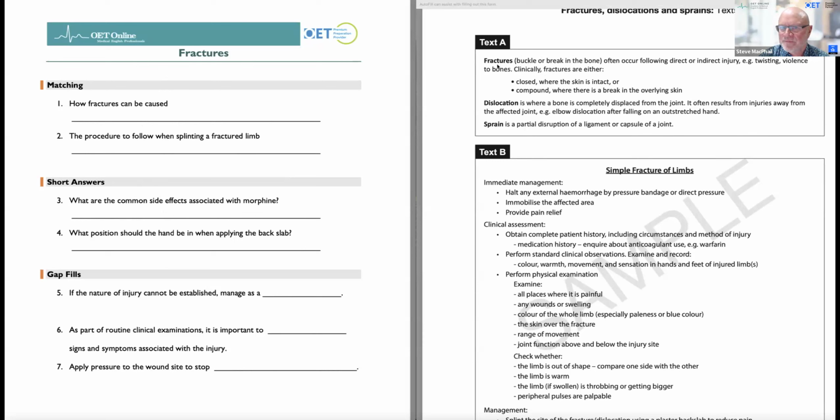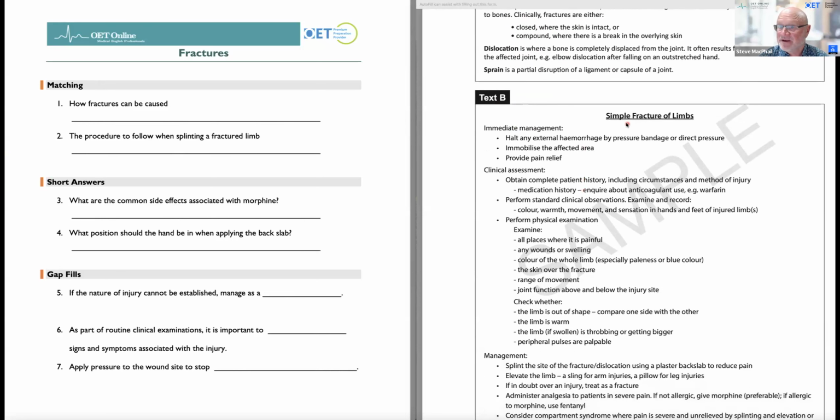As we look through, we look at our bold words: fractures, dislocation, sprain. We can see some quite useful information there. I like to read a little bit here. Often, I heard direct, indirect injury, twisting, violence to bones. Then fractures are either closed or compound. I'd be underlining some of these words. There's a dislocation, and following that is a definition. I won't read that. Sprain, I won't read that. But I probably would have read a bit about fractures.